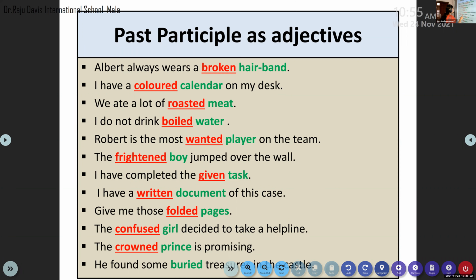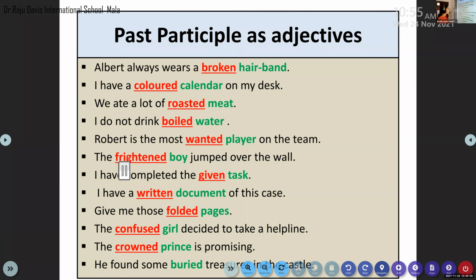Now frightened boy. As you all know, boy's name, it's a noun. So I have used the past participle form frightened to describe the boy here. So here it is a verbal adjective. He's not smiling, he's scared, he's frightened. So the frightened boy jumped over the wall. So here frightened, the past participle form, is used before a noun boy, and here in function it is a verbal adjective. I have completed the given task.